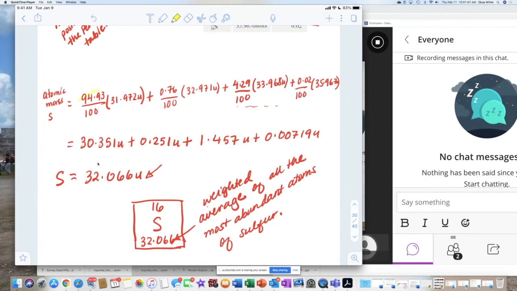That means the one that had a higher percent abundance contributed the most, right? So look right here. My final answer is 32.066. If you look at this stage right here, the one that had the highest abundance contributed the most to the final mass. And for that reason, the final average mass seems to be a lot closer to this one here. So this one here contributes the most. So you want to be aware of that too. The isotope with the highest percent abundance, or the percent present, contributes the most.